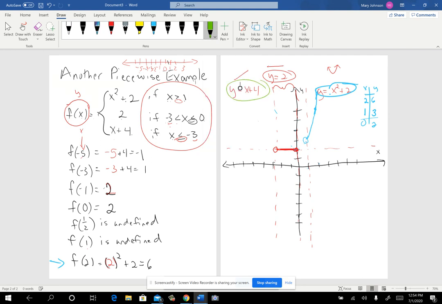So that's the line y equals x plus 4. Okay. So see that was this area right in here.